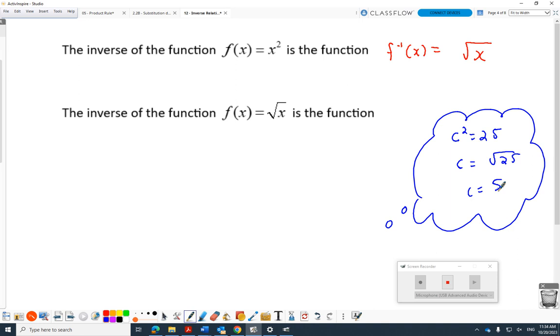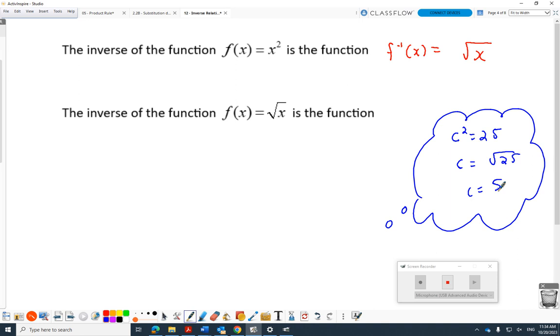Okay? However, it worked for Pythagorean theorem because we were looking for the length of a side. But there is another number that you can square and get 25. What's the other number that squares to give 25? -5.